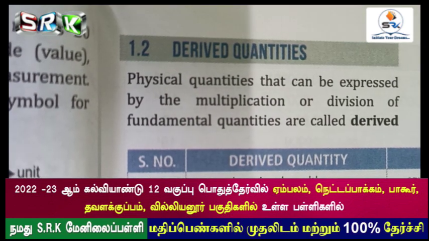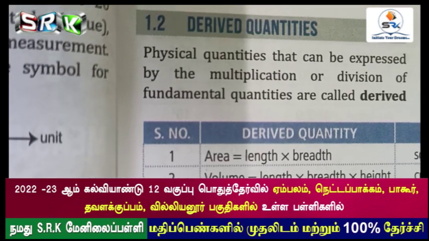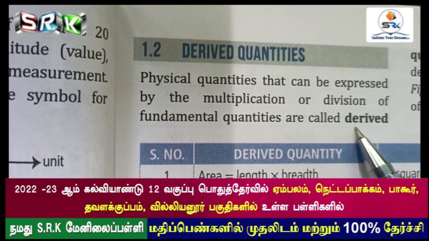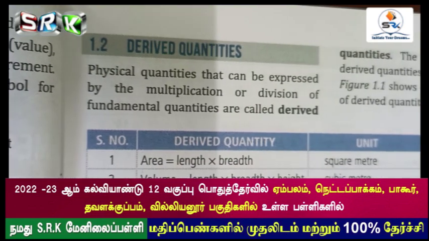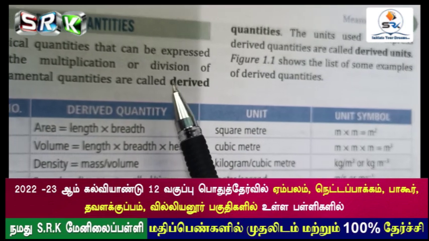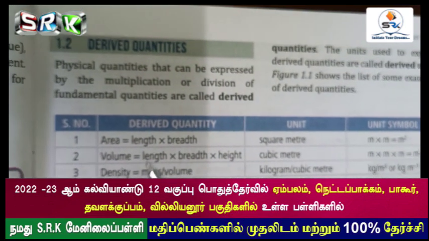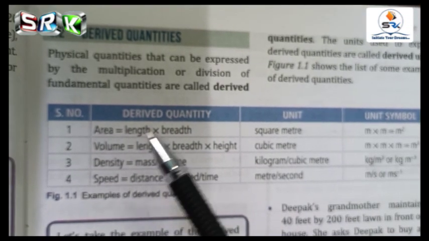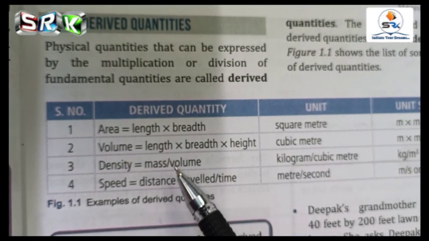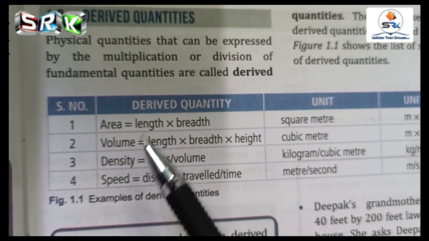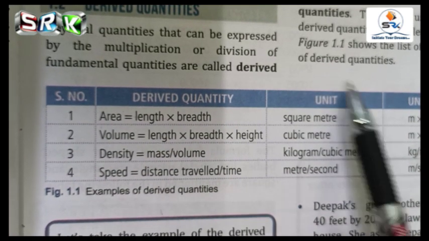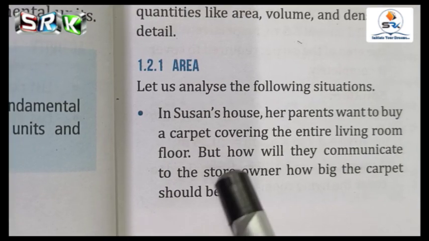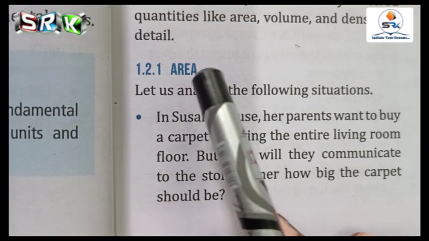And yesterday, what did we see in our class? We saw about derived quantities and derived units, isn't it? Also examples for derived quantities, how you obtained the answer by means of multiplication and division using the fundamental quantities. I think you remember this. So today we are going to see about area.